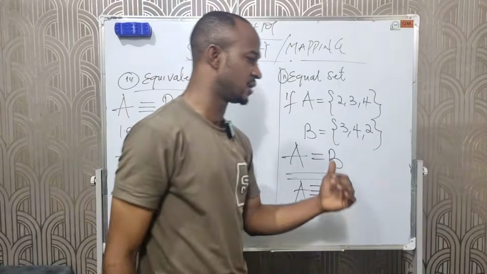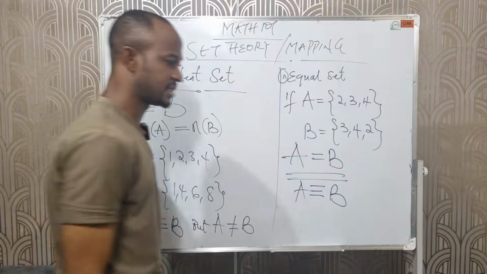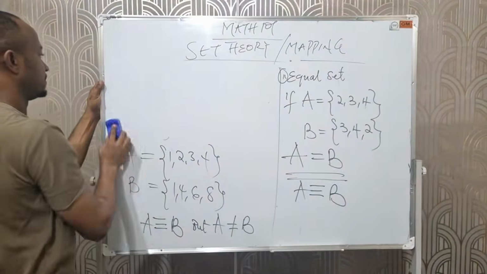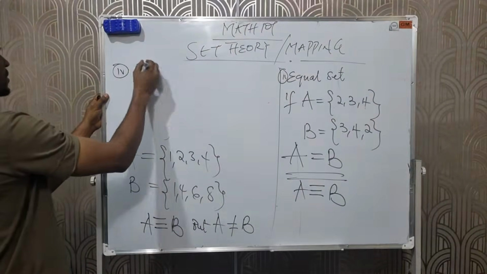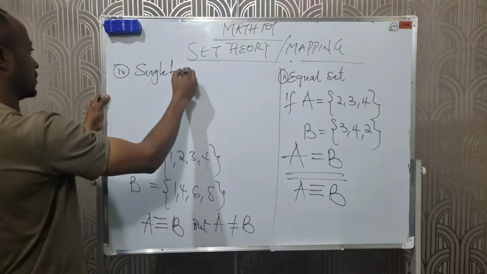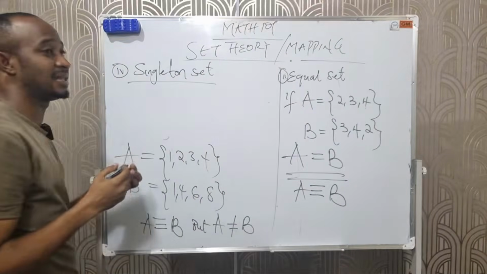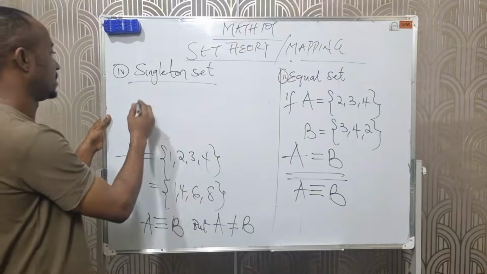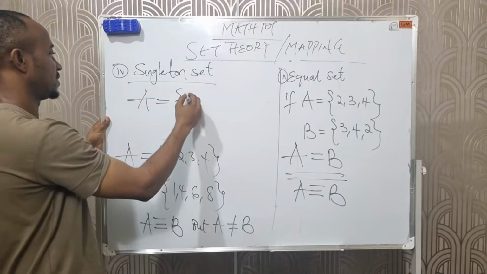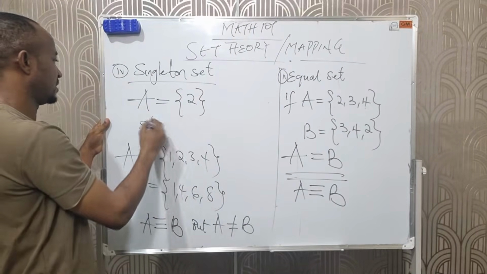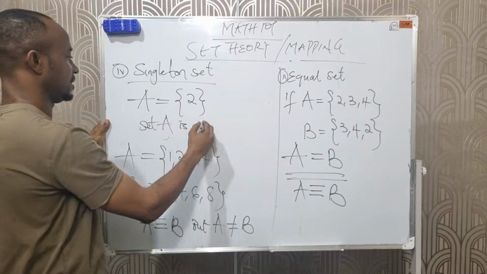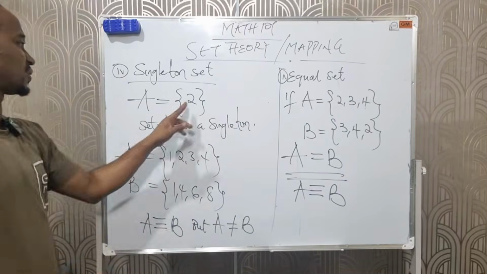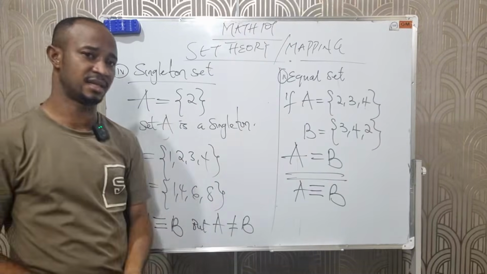Now the next one is called the singleton set. When you hear the word singleton, this is a set that has just one element. A set with one element is called a singleton. For example, if set A is just 2, that means set A is a singleton.